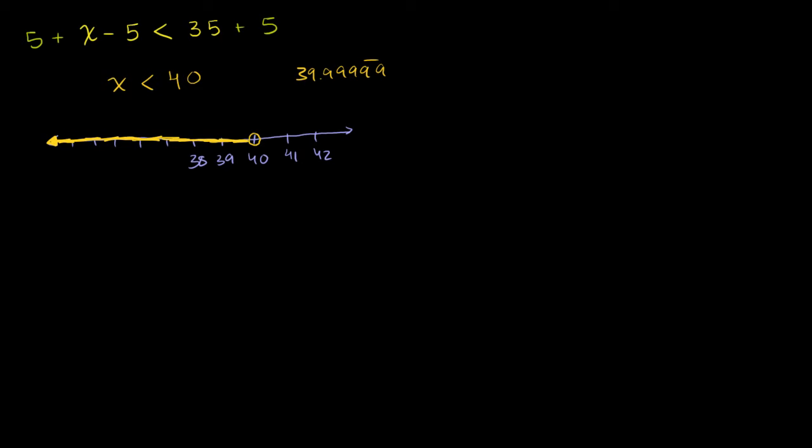Let's do another one. Let me do it in another color as well. So let's say we have x, let me do it over on this top right corner. Let's say we have x plus 15 is greater than or equal to negative 60. Notice now we have greater than or equal. So let's solve this the same way we solved that one over there. We can subtract 15 from both sides.